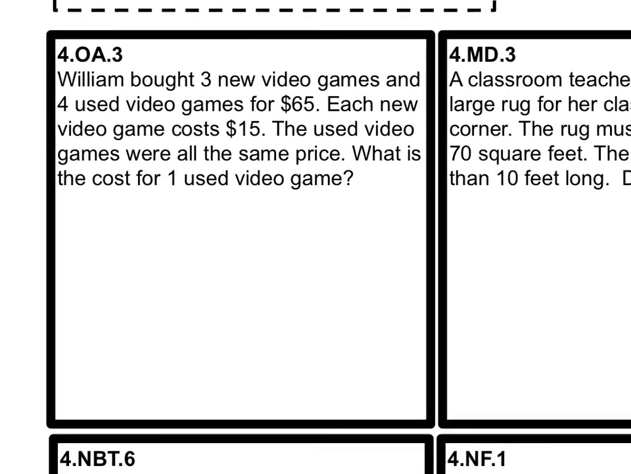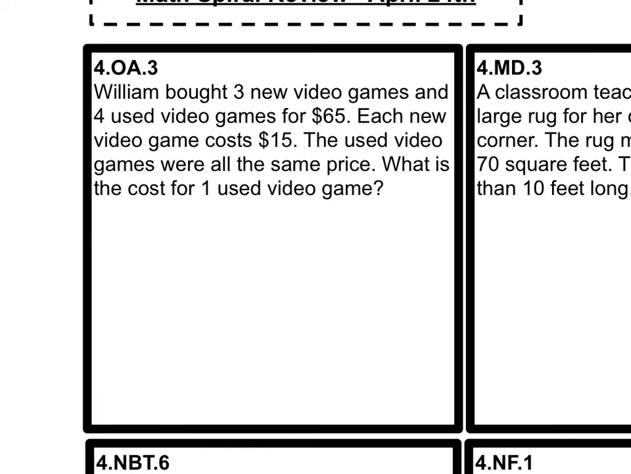So the first one, William bought 3 new video games and 4 used video games for $65. Each new video game cost $15. The used video games were all the same price. What is the cost for one used video game?